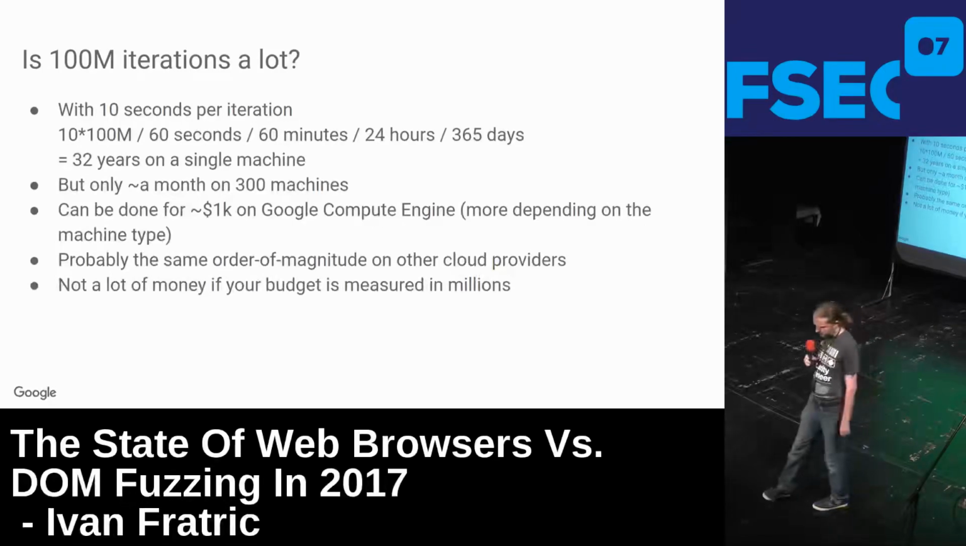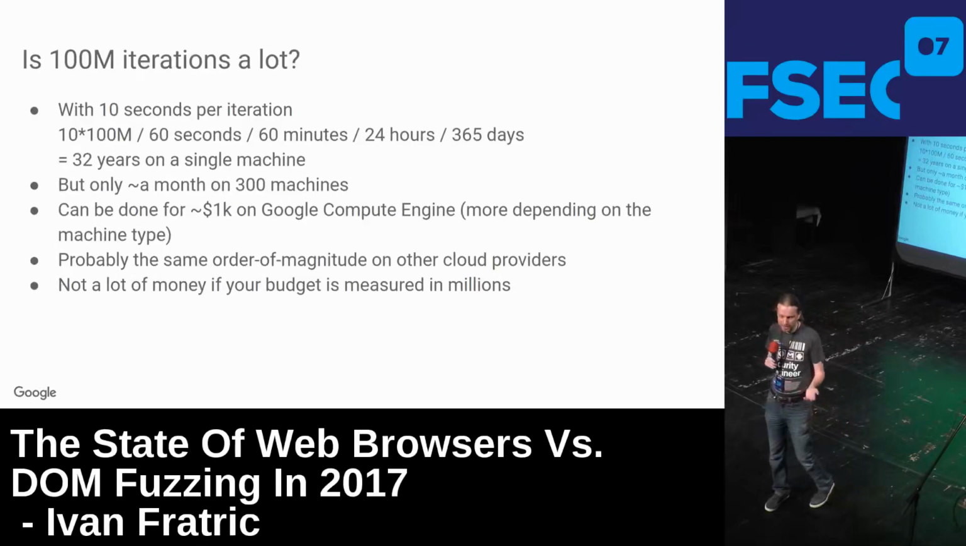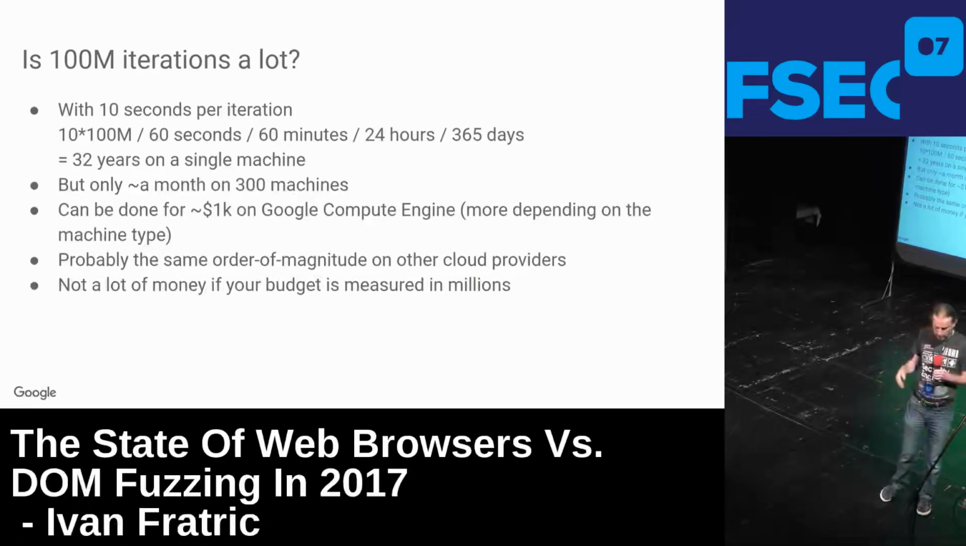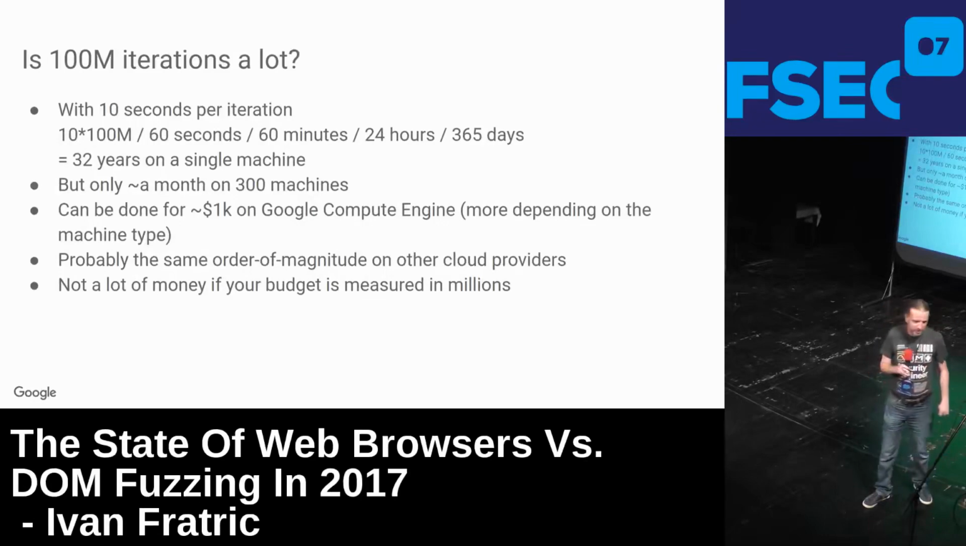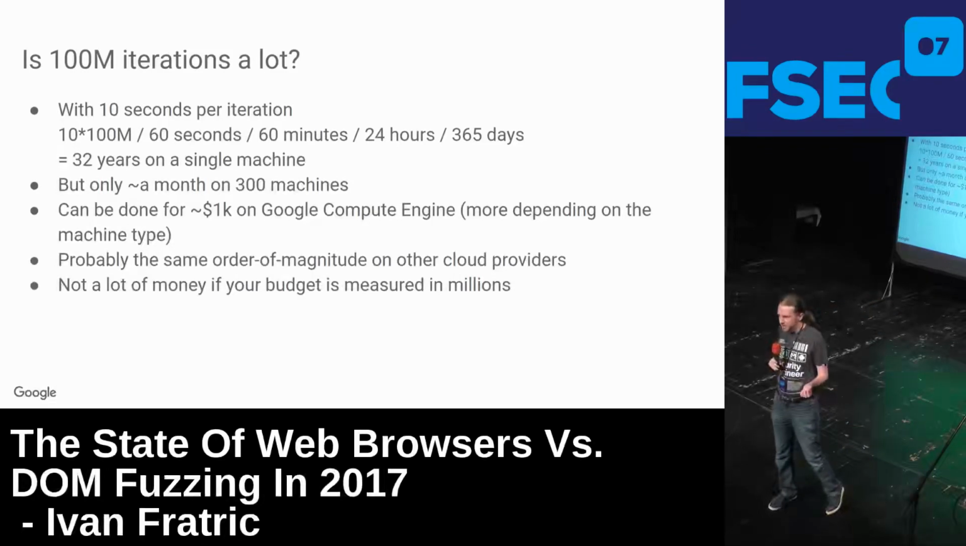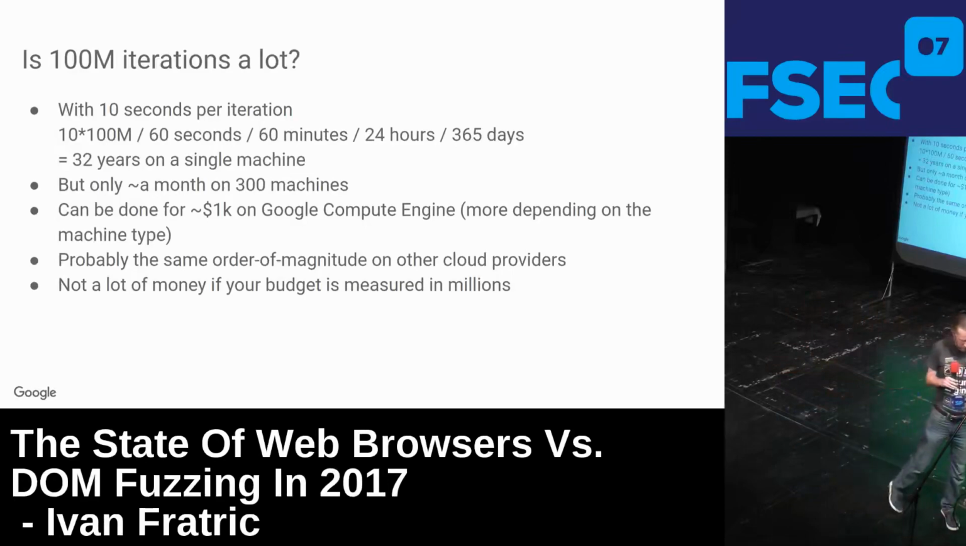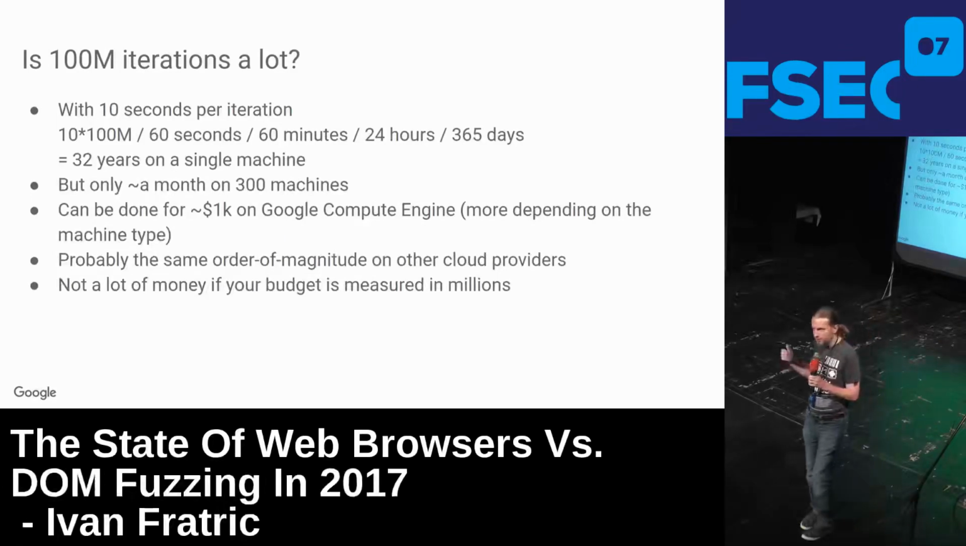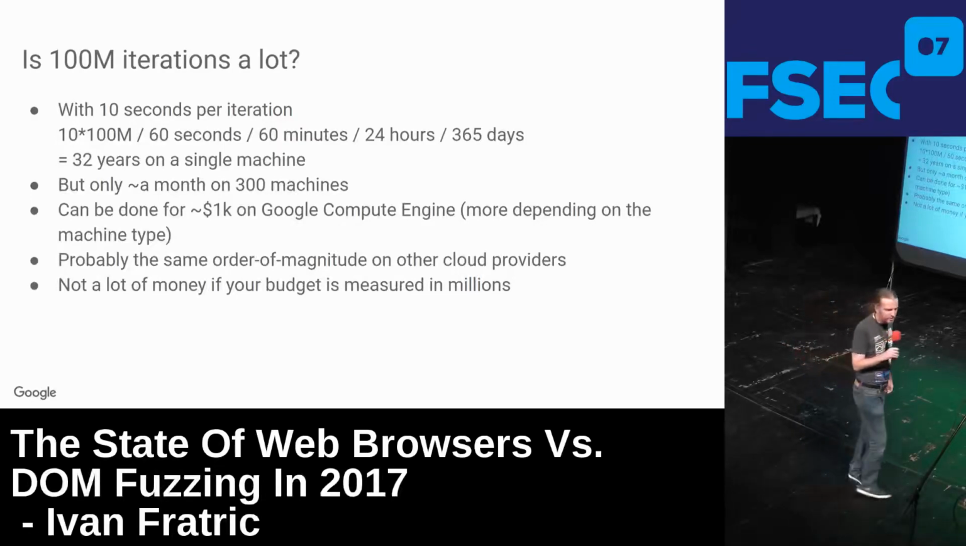So how much would 300 machines for a month cost you? Well, I did some calculations on Google Compute Engine, and it turns out that if you use the weakest available virtual machines, you would be able to do that for about $1,000, and that might be a lot for a hobbyist. But if we are assuming advanced adversaries whose budget measures in millions or possibly billions of dollars, or if you're selling exploits for hundreds of thousands of dollars, then $1,000 doesn't seem like such a large investment at all.